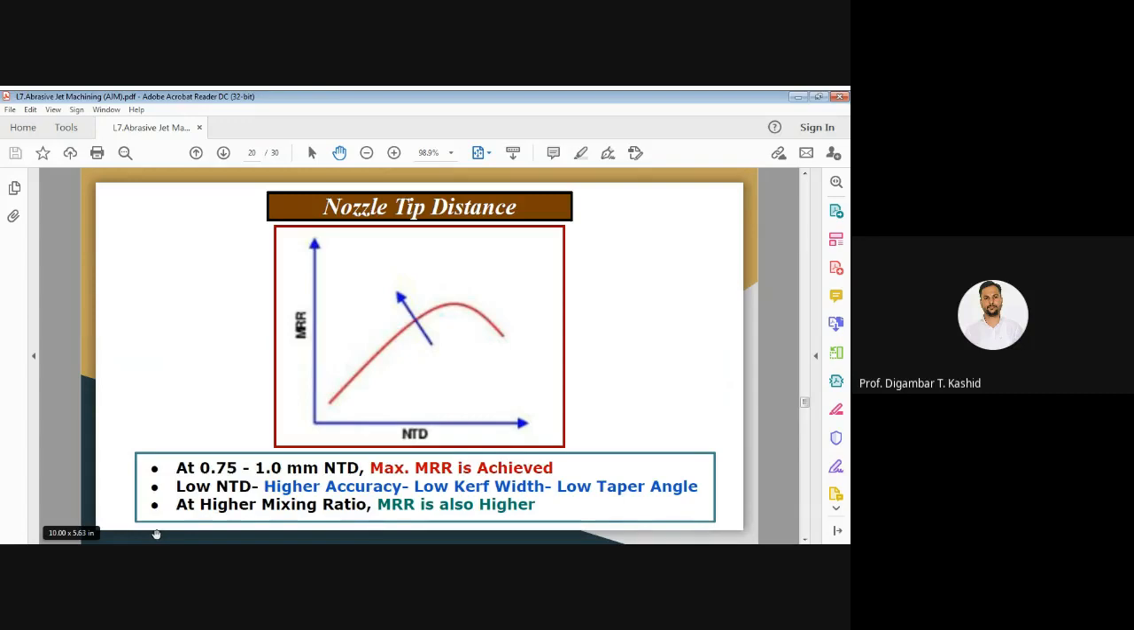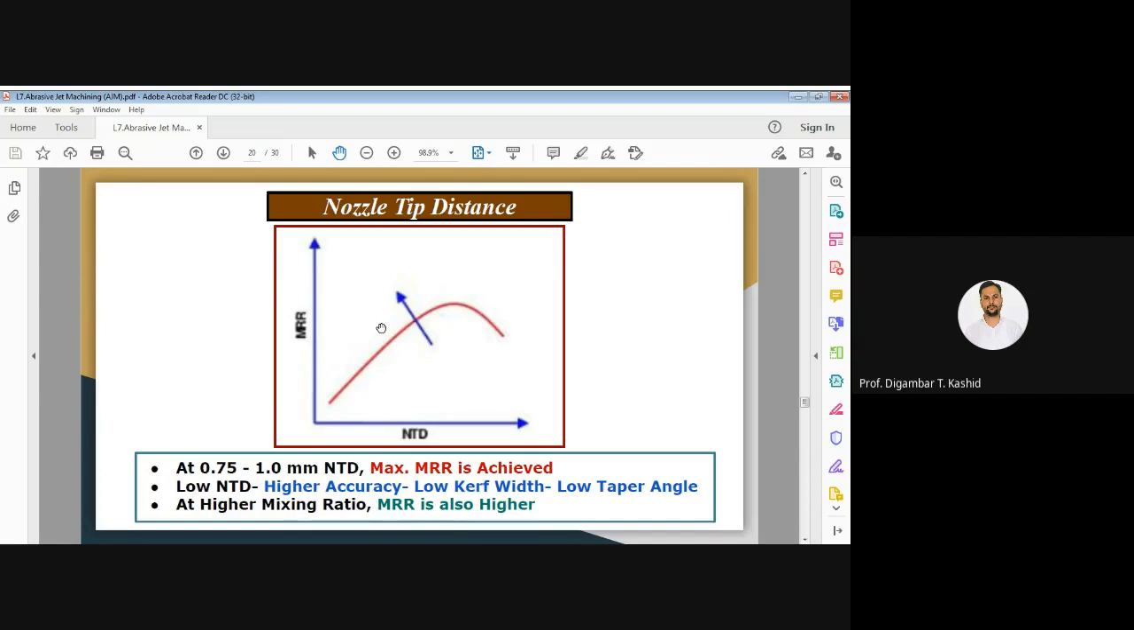Here the material removal rate is increasing, and then you have the maximum at the top. When you increase this nozzle tip distance, the material removal rate also increases up to a certain limit, that means you will have the maxima. After reaching that maxima, it starts decreasing. For example, at 0.75 to 1 mm as a nozzle tip distance, the maximum material removal rate is achieved. Now, if the nozzle tip distance is low, you will get higher accuracy.